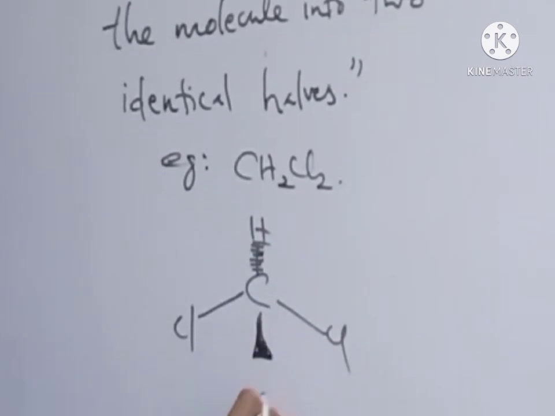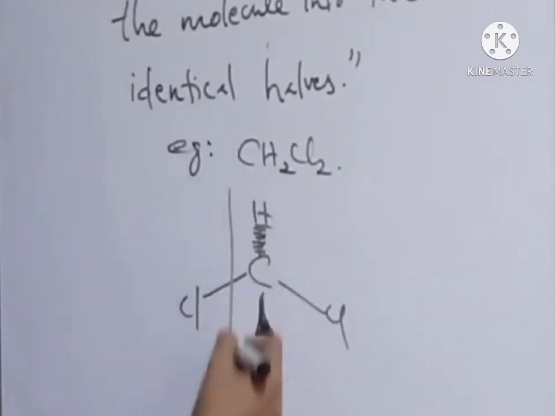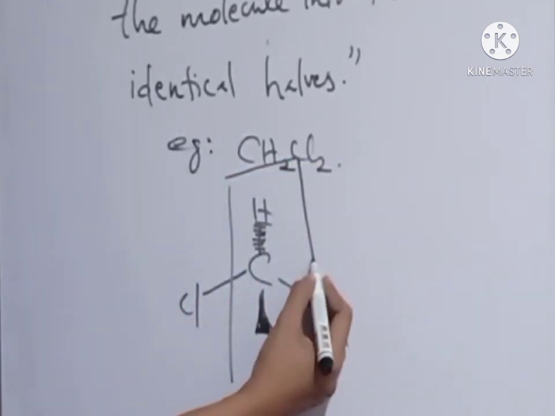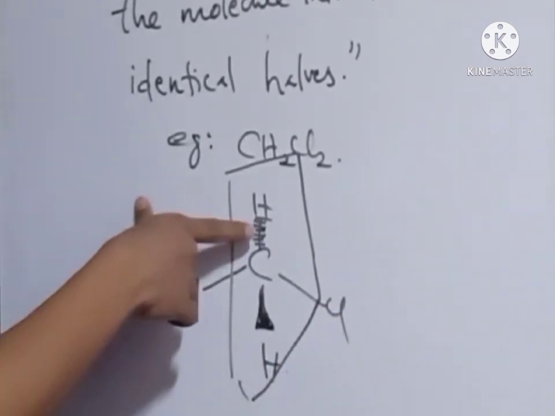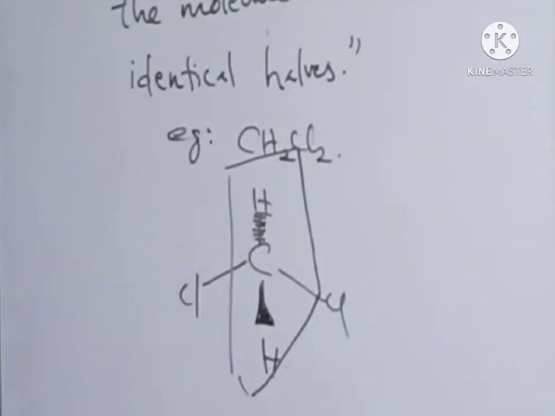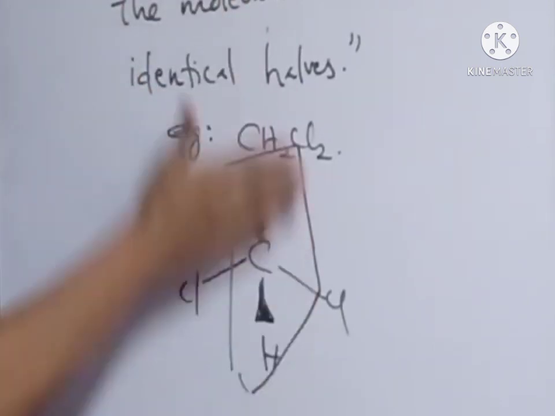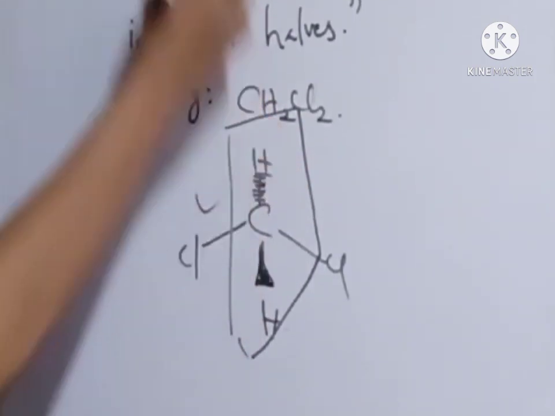So, H. Imagine a plane which is passing through these three atoms. That is a plane which is passing through this hydrogen, this hydrogen, and this carbon. So, this plane divides this molecule into two equal halves. So, we can say this molecule contains a plane of symmetry.